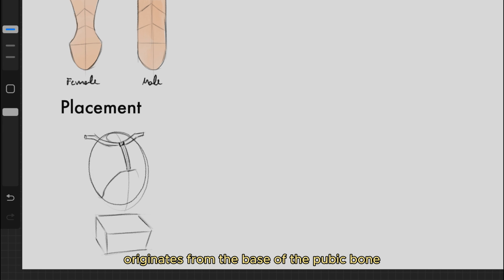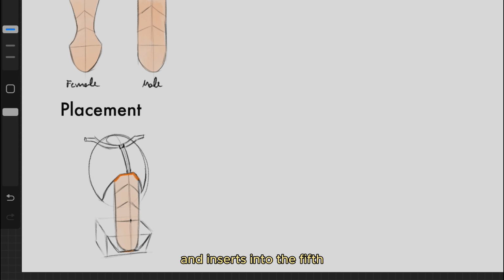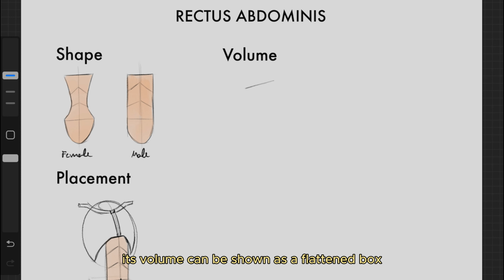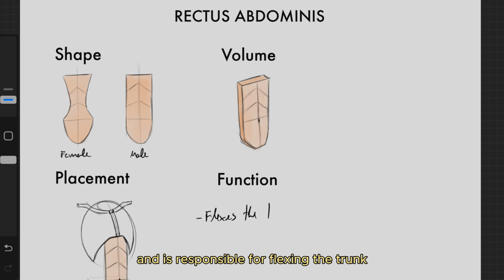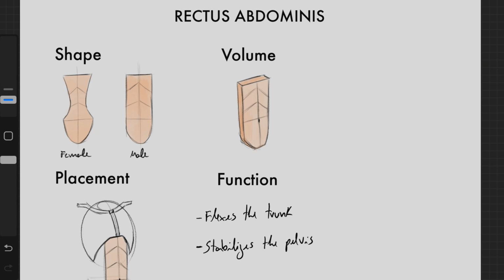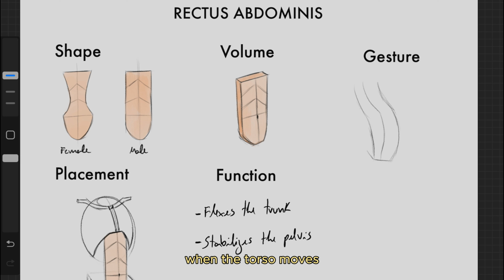The abdominis originates from the base of the pubic bone and inserts into the 5th, 6th, and 7th ribs. Its volume can be shown as a flattened box and is responsible for flexing the trunk and stabilizing the pelvis. When the torso moves, the abdominis can be shown twisting, stretching, or bending.